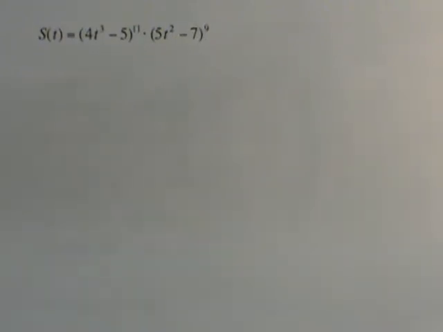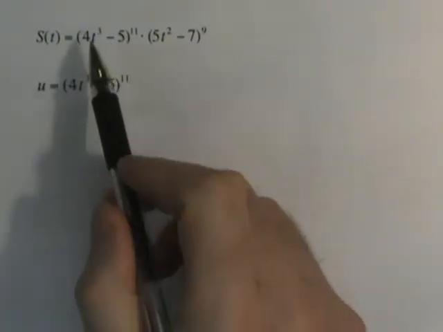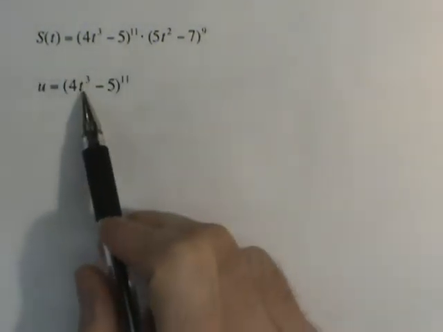Here we have another example of the chain rule as it's applied to a product. And so we're going to do our product rule and break this into u and v. U is going to be 4t cubed minus 5 raised to the 11th.